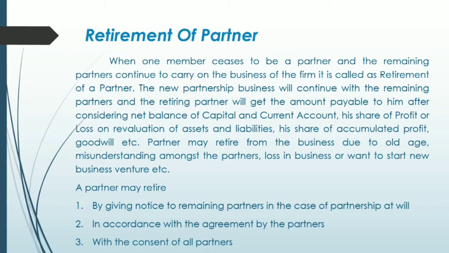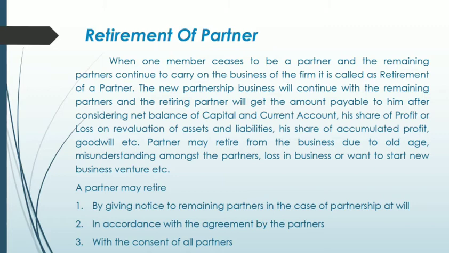Another type of reconstitution of partnership firm accounts is the retirement of a partner. When one member ceases to be a partner and the remaining partners continue to carry on the business of the firm, it is called a retirement of a partner. It means here the partner is retiring from the firm. It is his voluntary decision, he is taking that decision and he is retiring from the firm.